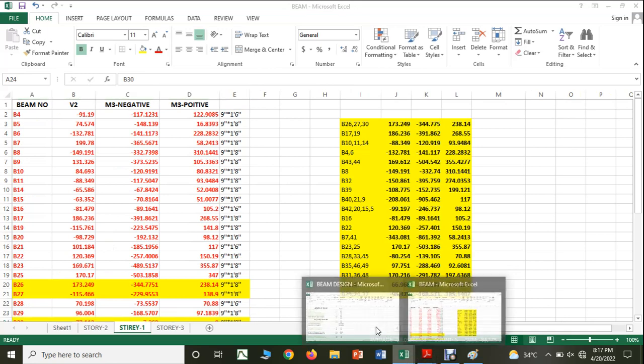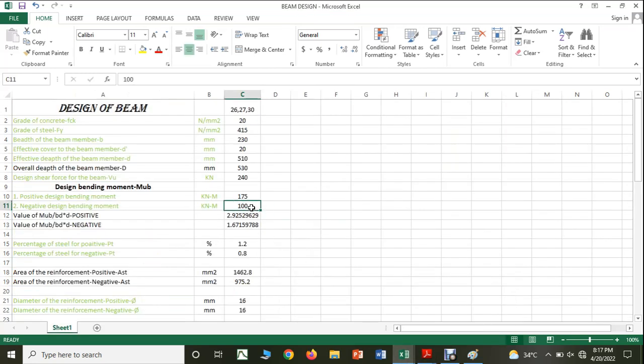345. Okay, I can make it as 345, and here the negative bending moment doesn't indicate that you are supposed to take negative. Since it is at the support, we are going to call it negative bending moment, and at the bottom we usually call it positive bending moment. So therefore I am taking negative bending moment of 345 at the support, right?